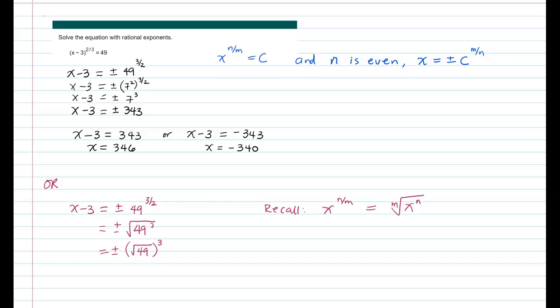Then you can plug that into your calculator. The square root of 49 is 7, so you will have plus or minus 7 raised to 3, and you would end up with the same equation. You can copy that over: x minus 3 equal to plus or minus 343. And you would end up with the same answer: x is equal to 346 or x equal to negative 340.